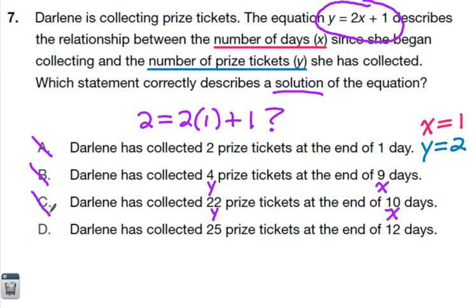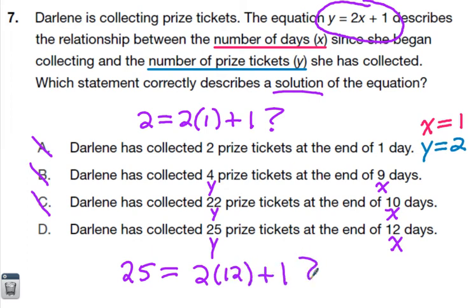But hey, let's be sure that it's actually D. So if we plugged in 25 for Y and 12 for X, is that actually true? 2 times 12 is 24, plus 1, that does equal 25, and so the answer is D.